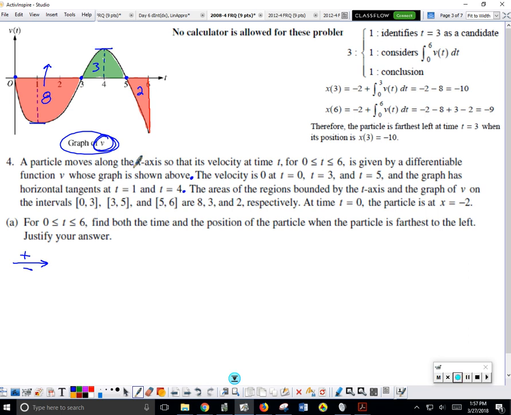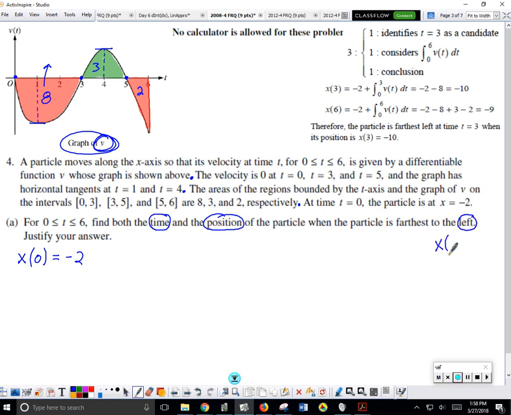Questions about anything so far? Anybody? Keep reading. At time equals 0, the particle is at x equals -2. I'm going to write that down. So x, the position, when time is 0, is a value of -2. For this time period, find both the time and the position. Probably circle that. Time and position of the particle when the particle is farthest left.